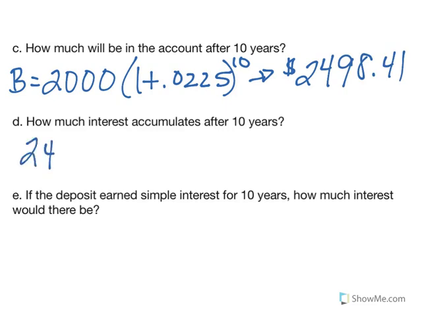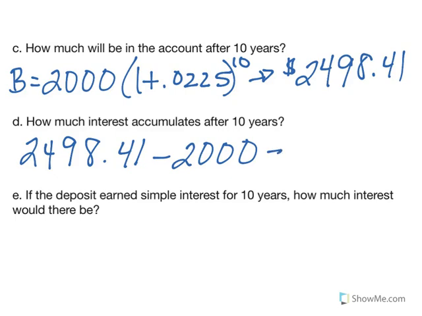Well, what did I end up with? I ended up at $2,498.41. Subtract my beginning of 2,000, and I end up with an interest amount of $498.41. So now after 10 years, we are up to almost $500 in just interest, which is pretty nice. Okay, so that's compounding annually.